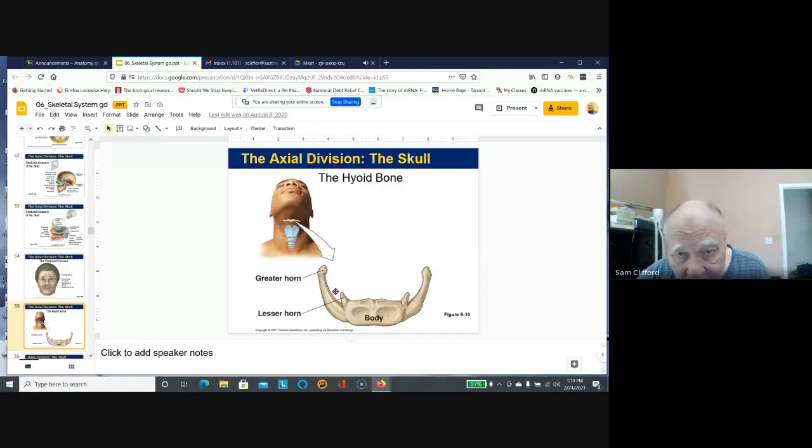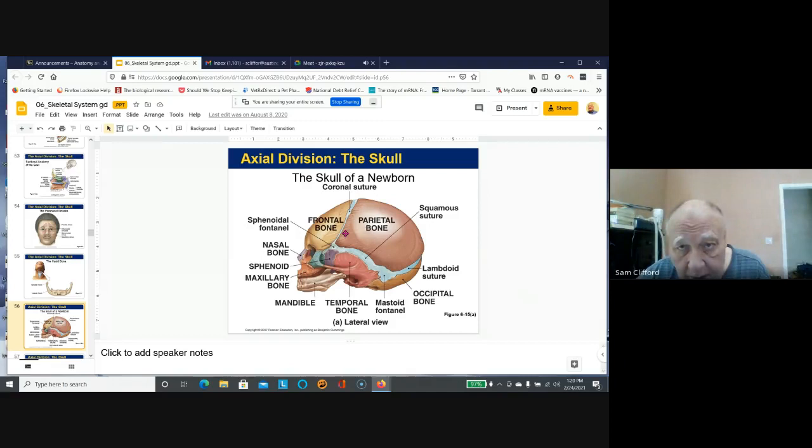The hyoid bone is a specialized bone right above the trachea. It allows for attachment of muscles for speech and for being able to use your tongue to consume food and so on. A newborn, we won't have many questions on that. It's basically the same structures. They just have to grow and fill out with fetal development.